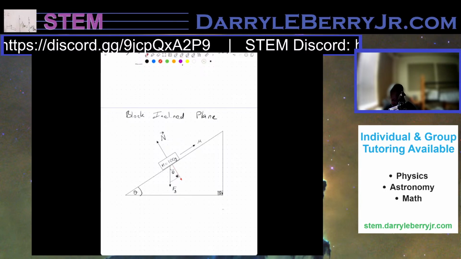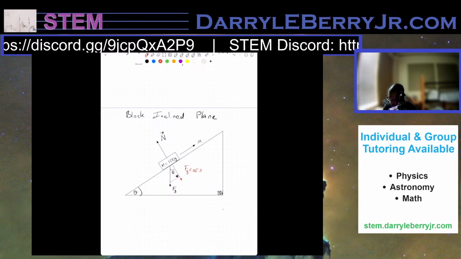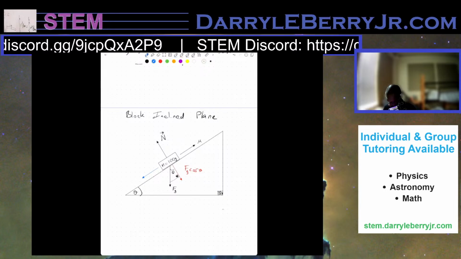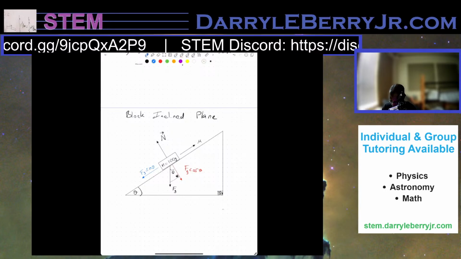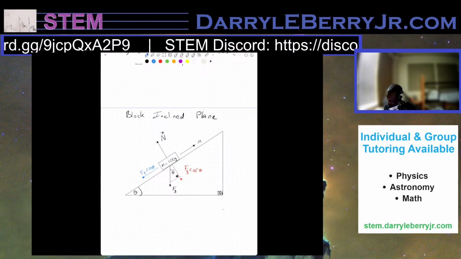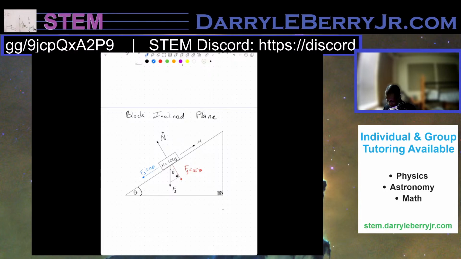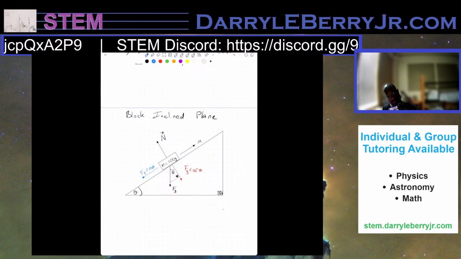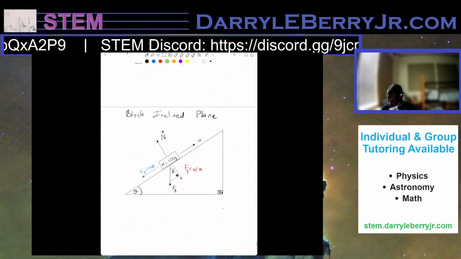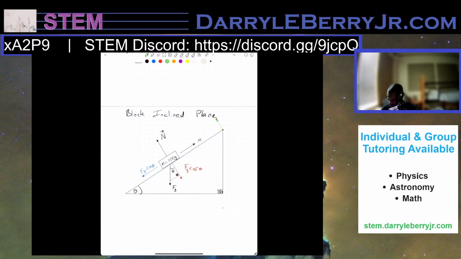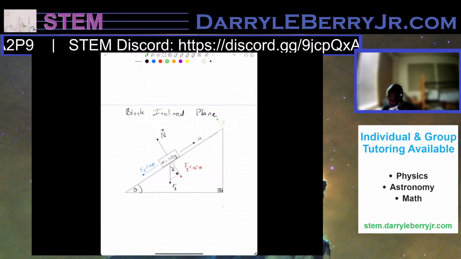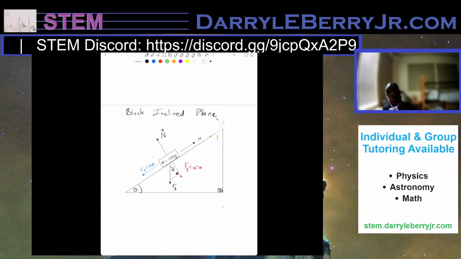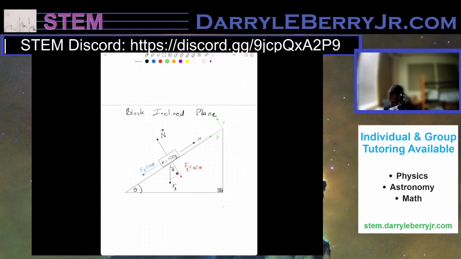So cosine of theta, Fg cosine theta is the force going in that direction. And in this direction here, we have Fg sine theta, which is the opposite. Right, so that's right. And the way the coordinate system is, we have y going straight up, positive y, and x is going down the ramp. So the coordinate system is on the ramp.